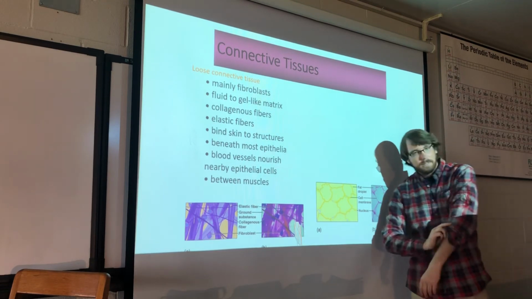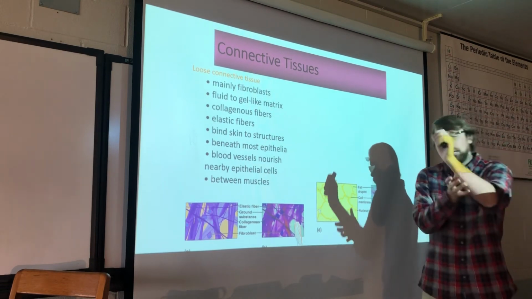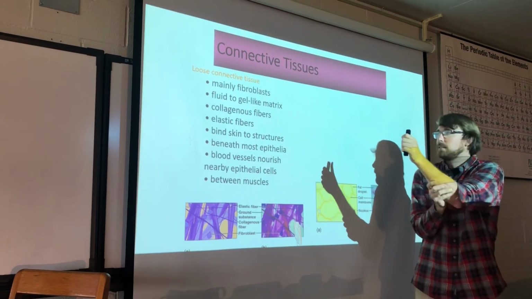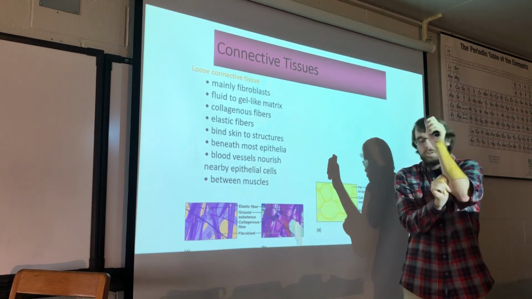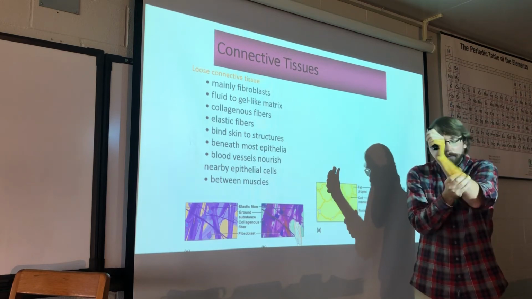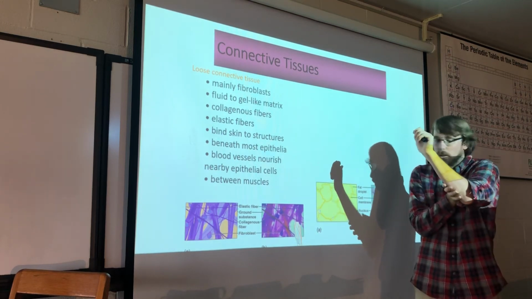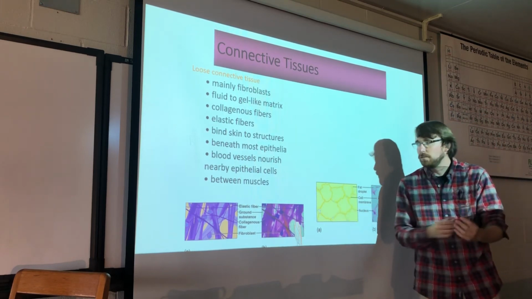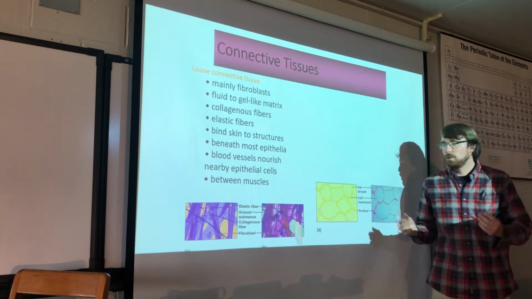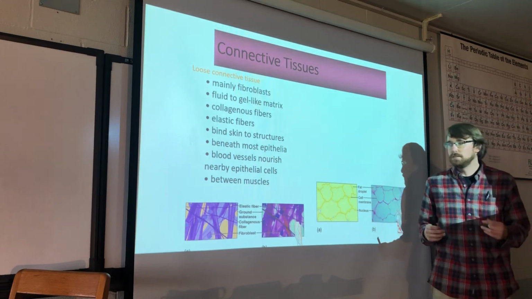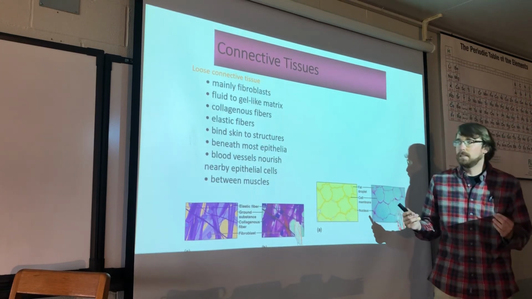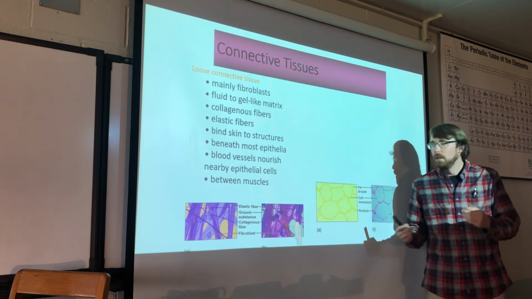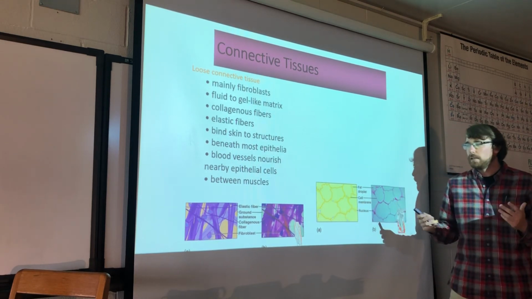It binds skin to structures. The reason why your skin is free to move over your body is because of this loose connective tissue. Your strong collagen fibers are binding it to you, but it is still able to move. It's beneath most of your epithelial tissue. It has blood vessels that are nourishing nearby epithelial cells, so this is a vascular tissue. It does have a blood supply. We also have this between your muscles.